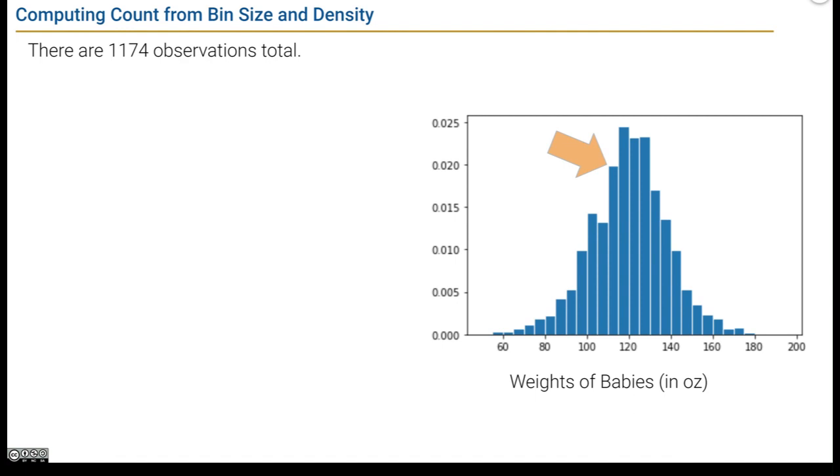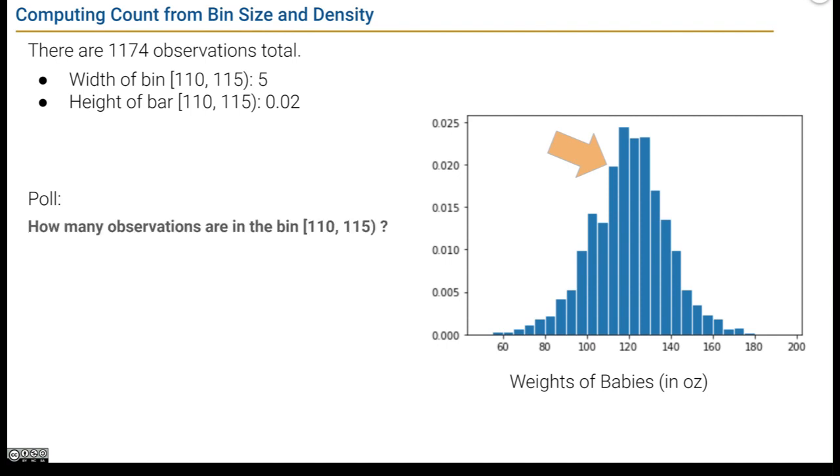So now, let's suppose you started with the density histogram. We know the width of the bin that we're looking at here is 5. We know the height of the bar is 0.02. So now I have a question for you. Based on using just this density histogram, how many observations would you expect there to be in the bin 110 to 115, just using this info? And what are the units of the y-axis?